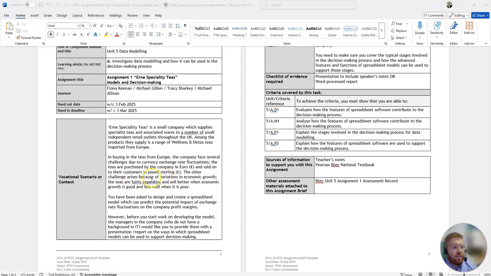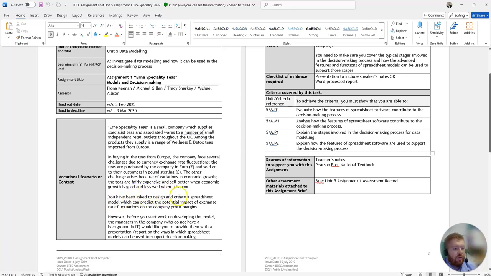The other challenge arises because of variations in economic growth. The teas are fairly expensive and sell better when economic growth is good and less well when it is poor. So whenever the economy in the UK is doing well, then they'll sell loads of these teas because the teas are that little bit more expensive. They're not your average tea bags. They're specialist teas, healthy teas, detox teas. However, when the economic climate is poor in the UK, well then what happens is they don't sell as much because people just can't afford them.